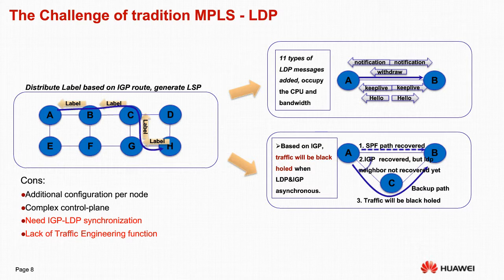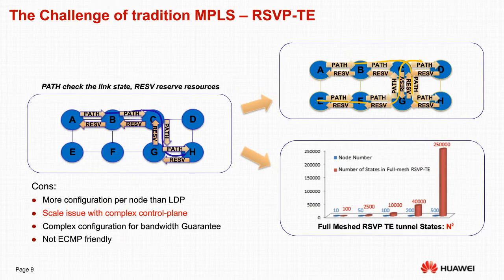About RSVP, the problem is that we need signaling to build the tunnel between the source and the destination. So there is a scalability issue. When we want to distribute many RSVP tunnels, the signaling pressure on the device will be high. Sometimes some key points cannot accept so many RSVP tunnels. Also, the RSVP tunnel doesn't support ECMP. Even if we have some protocol to support it, it is not popular now.